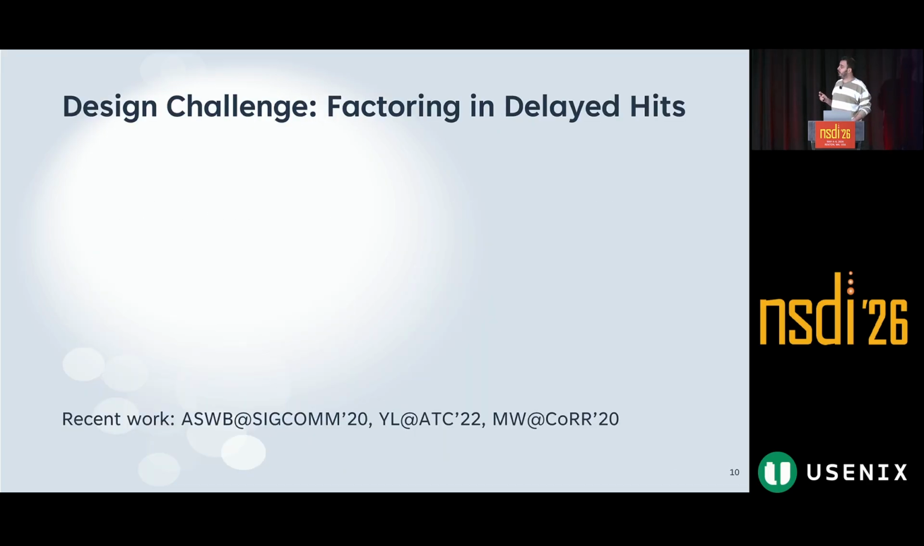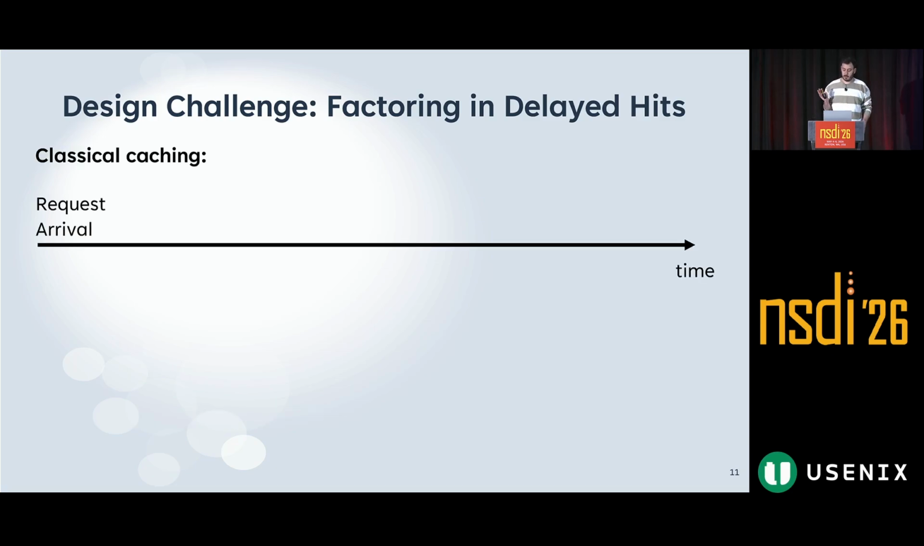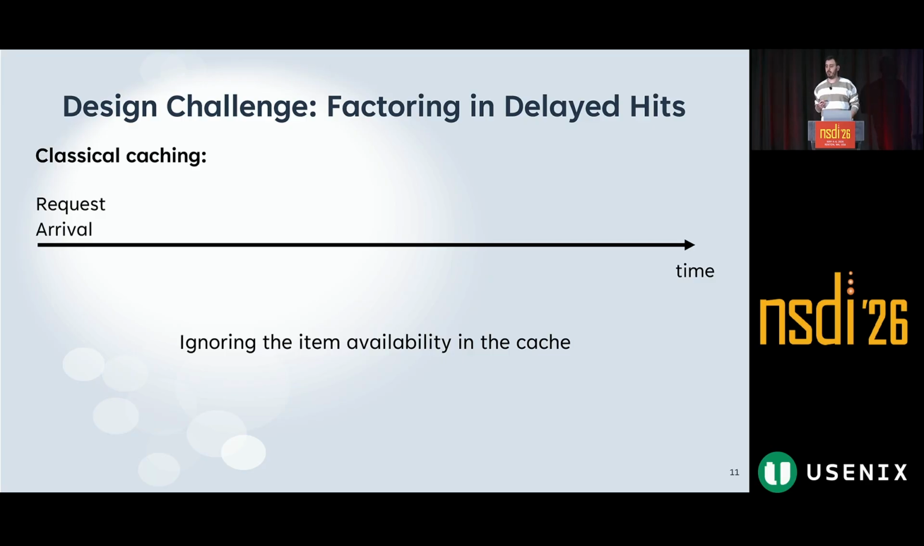So I'm going to go over now a design challenge that inspired us to do this work, factoring in delayed hits. This topic has been studied in previous work, so it's not a new idea. But let's go over the model in order to understand what the problem is here. So let's start with a classical caching model. In classical caching, we ignore the item availability in the cache.